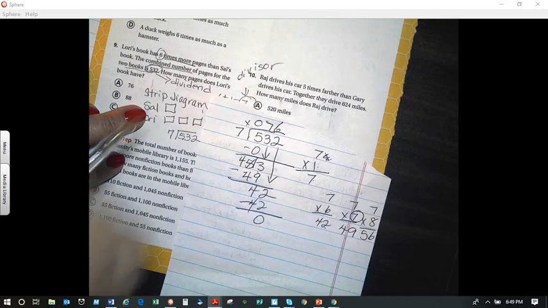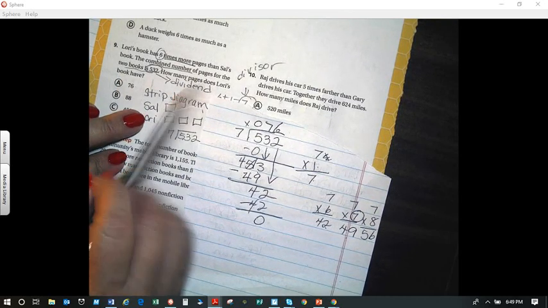So how many pages does Lori have in her book? Well, how many pages does Sal have? That's right, he has 76.